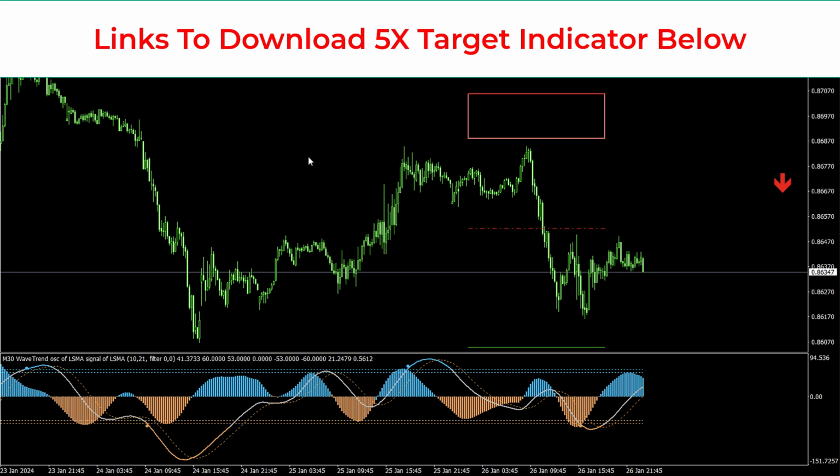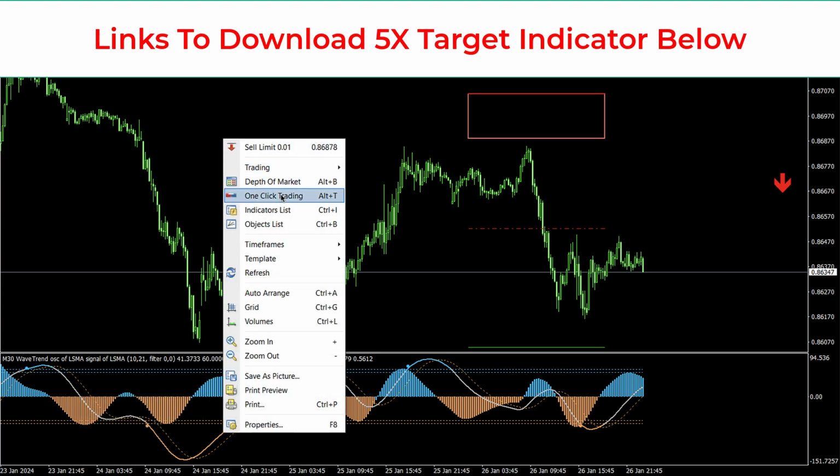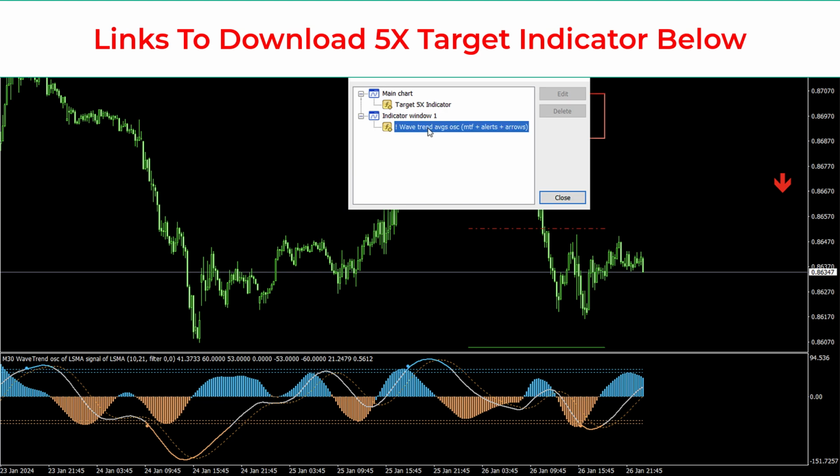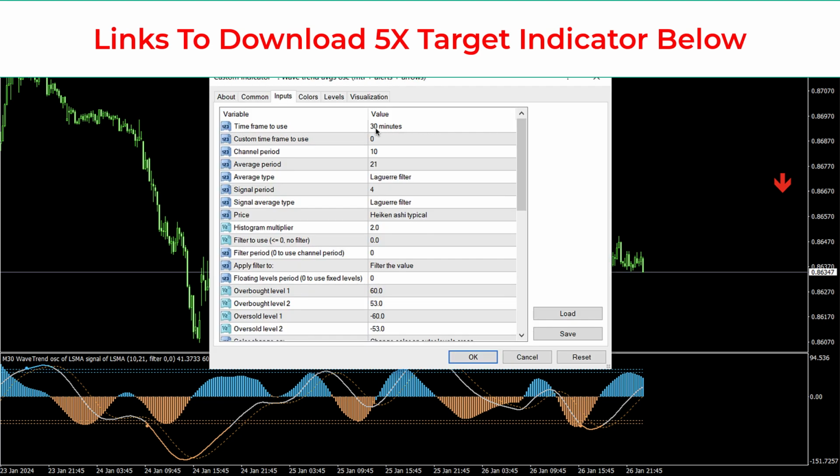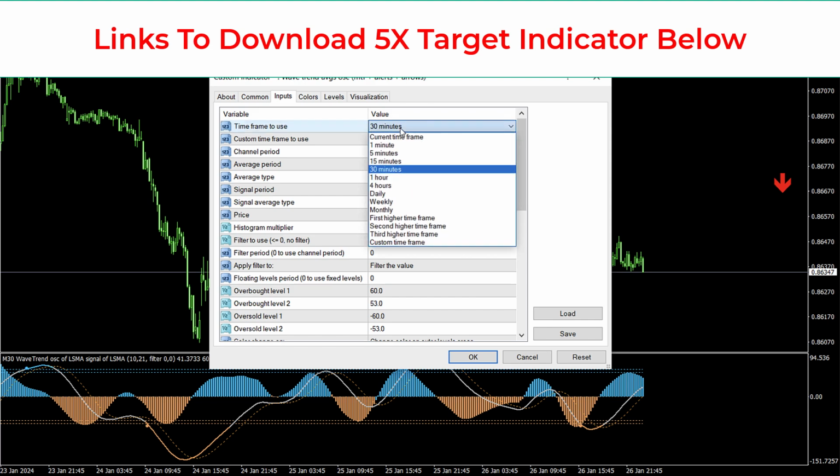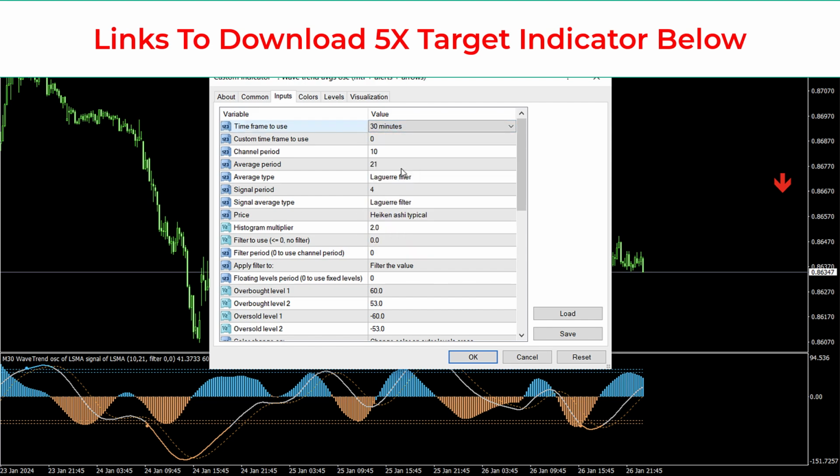Now, I like to use the chart on the 15 minutes, and I like to use the wave trend on the 30 minutes. So on the 30 minutes, let me just explain that this wave trend indicator is a multi-time frame. So here you have to choose 30 minutes to activate it.